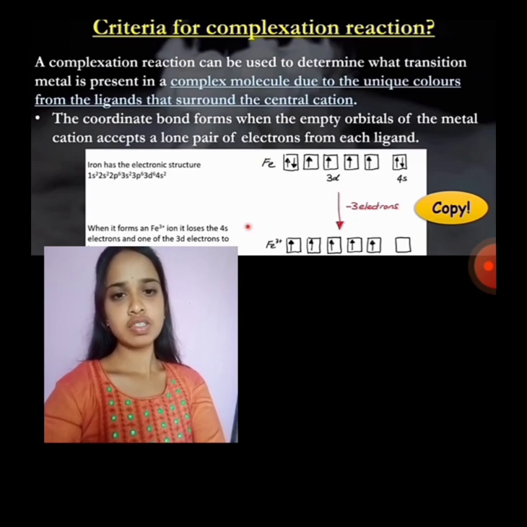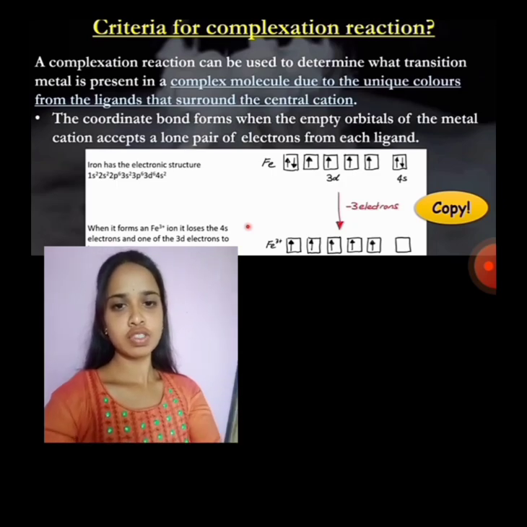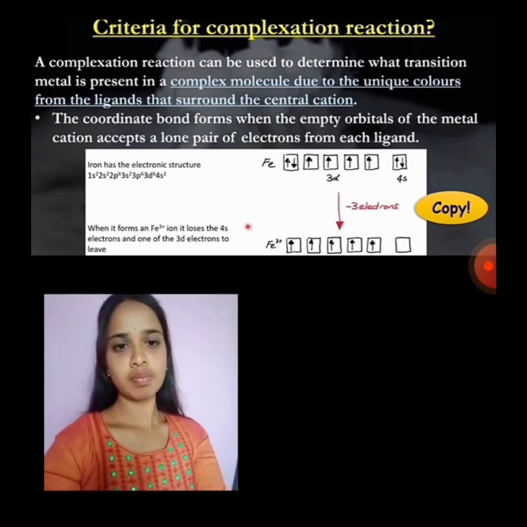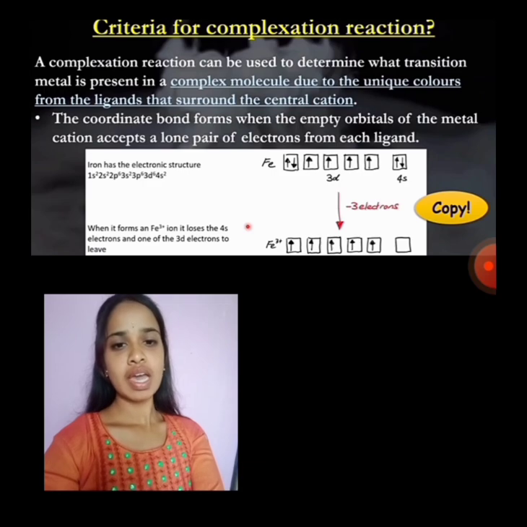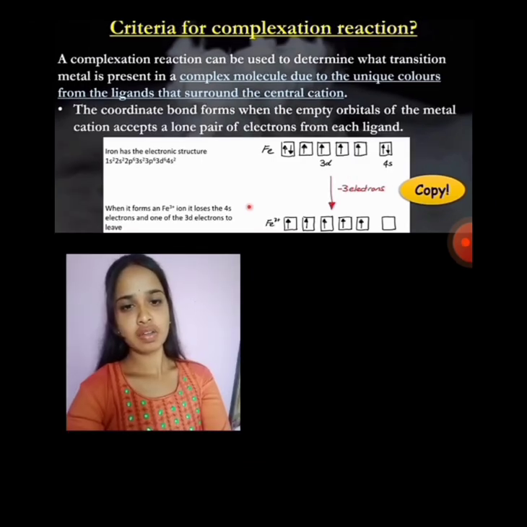A complexation reaction can be used to determine what transition metal is present in a complex molecule, due to the unique color from the ligands that surround the central cation. The coordinate bond is formed when the empty orbital of the metal cation accepts a lone pair of electrons from each ligand. The Fe3+ ion loses the 4s electron and one of the 3d electrons to leave.